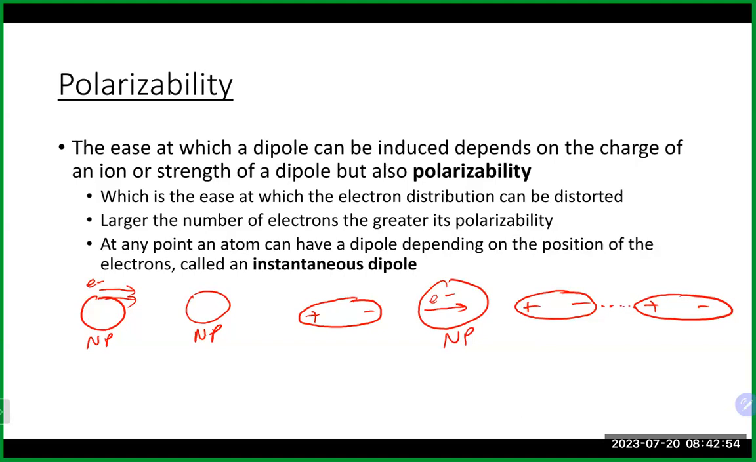But dispersion forces are basically what happens with nonpolar and nonpolar molecules. That's how they're able to interact. That's also why a lot of nonpolar molecules have very low boiling points and melting points, because of this type of interaction.